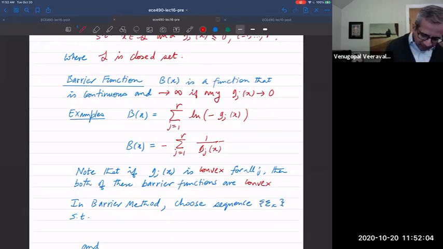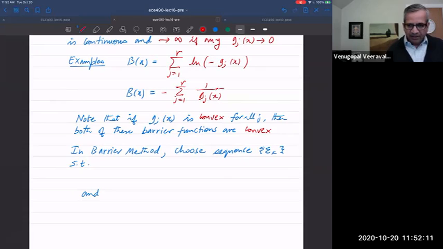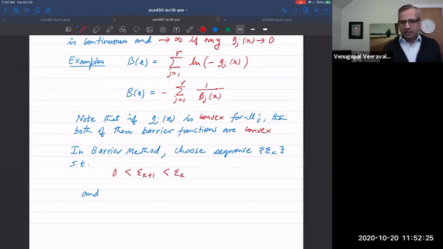So how do we use the barrier function? To use the barrier function, we choose a sequence of epsilons. And this sequence of epsilons is non-increasing, or actually strictly decreasing, not just non-increasing. So epsilon k plus 1 is less than epsilon k, and all the epsilons are positive.